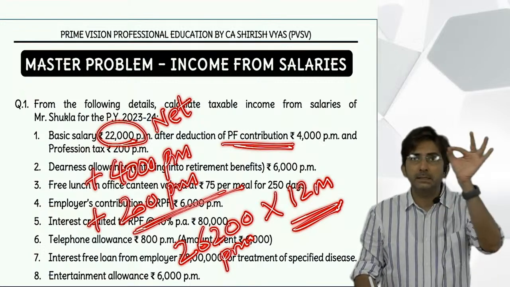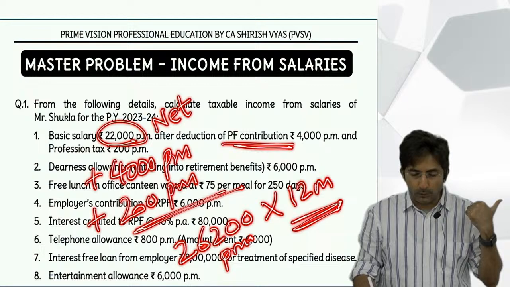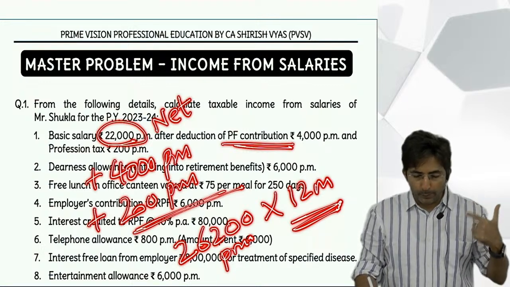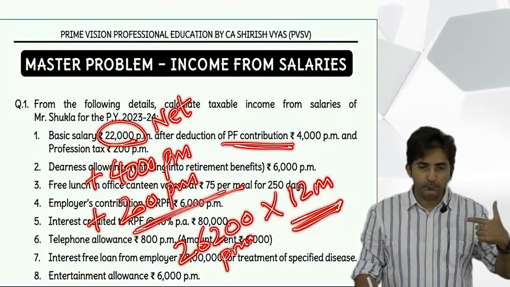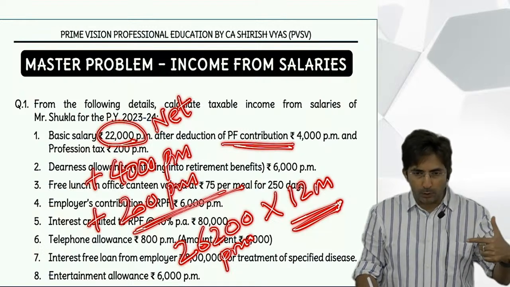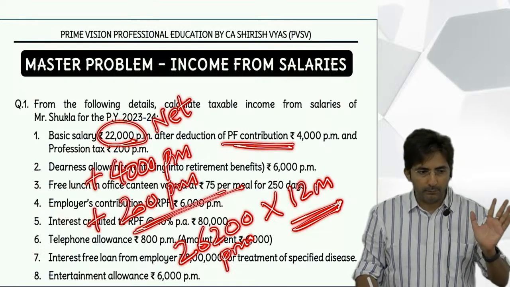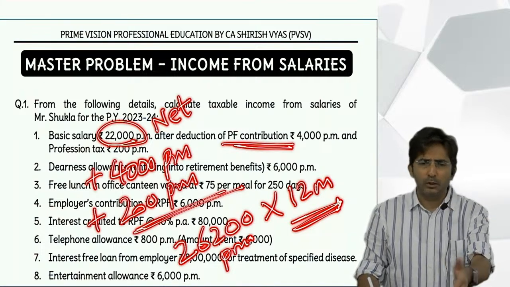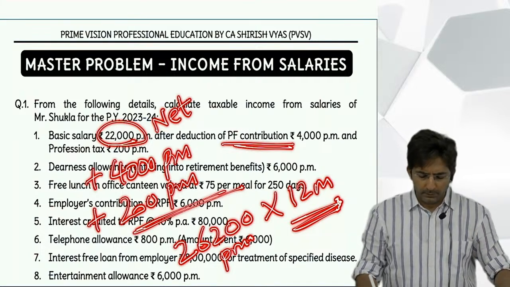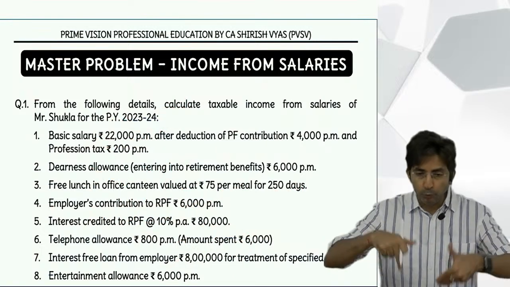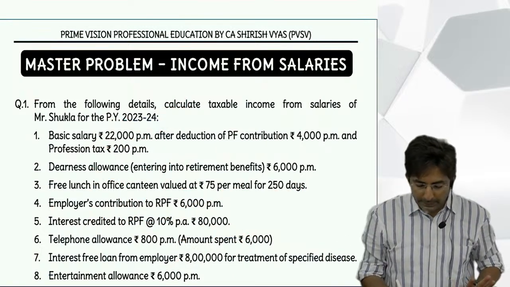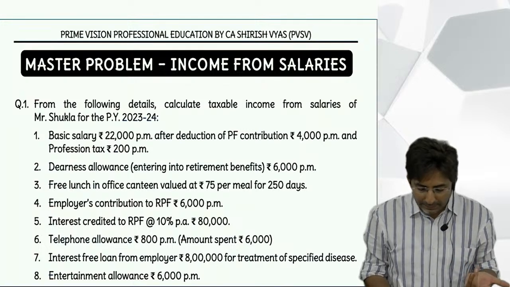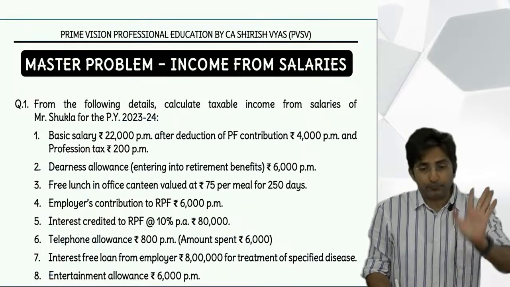Means you will write basic salary. In bracket you will show this working. What working? 22,000 plus 4,000 plus 200 multiply by 12. And in the outer column, 3,14,400. Okay. So the knowledge which I gave, you have to use it like this, but only if they write it is net. Either they write net or they will write after deduction.